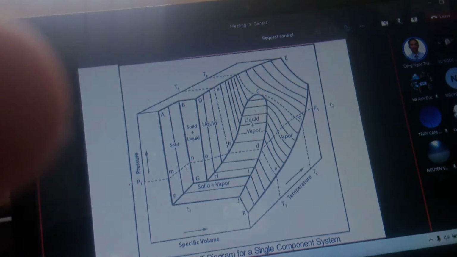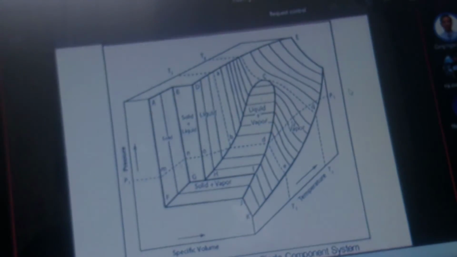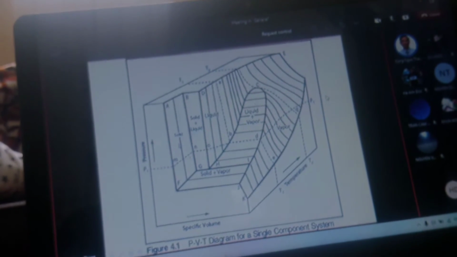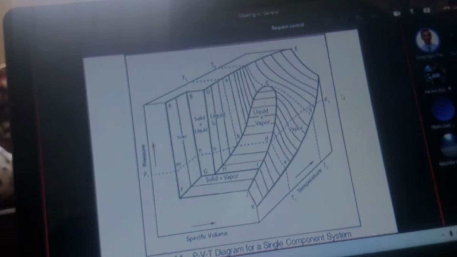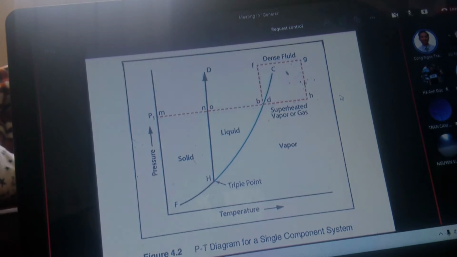So I remind you about the phase diagram for a single component system. As you know, a hydrocarbon component may be in the solid, liquid, or a mixture of solid and liquid, or in vapor phase, or a mixture of liquid and vapor phase. Here is a simplified diagram.